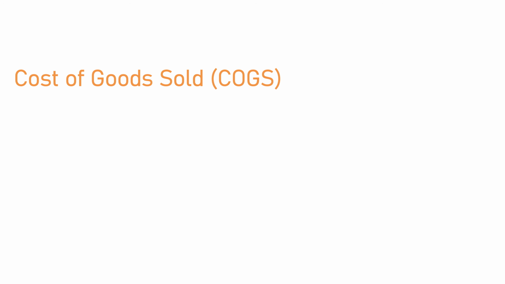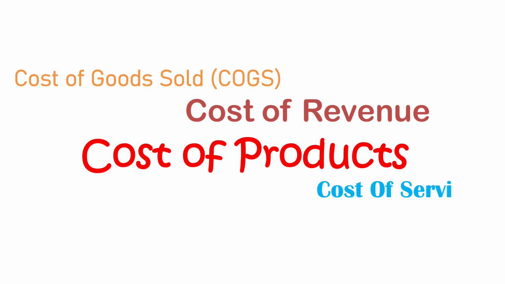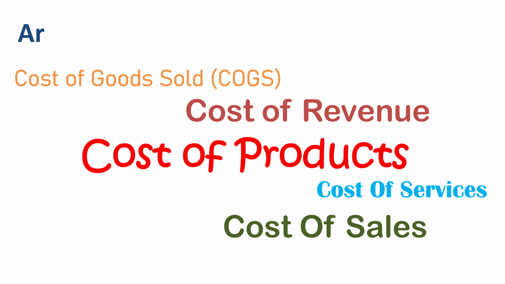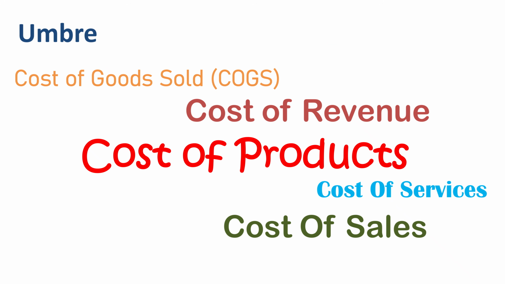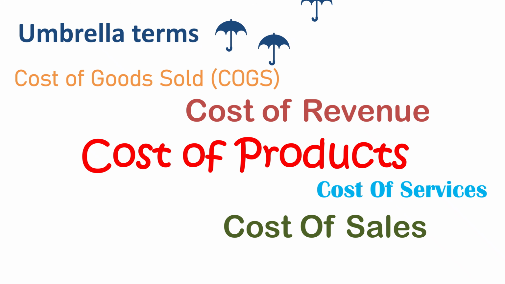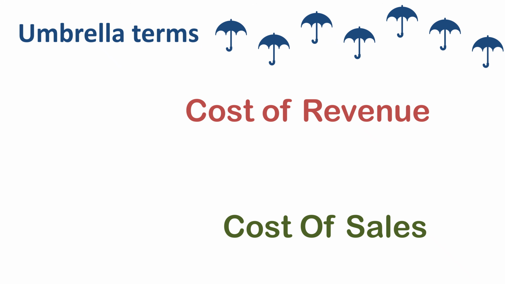Cost of goods sold, cost of revenue, cost of products, cost of services, cost of sales. Are these financial terms the same or different? Two of them are umbrella terms, unifying labels for related concepts. Cost of revenue and cost of sales are at the head of the hierarchy, so to speak.